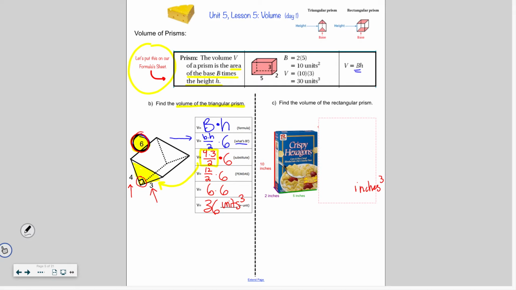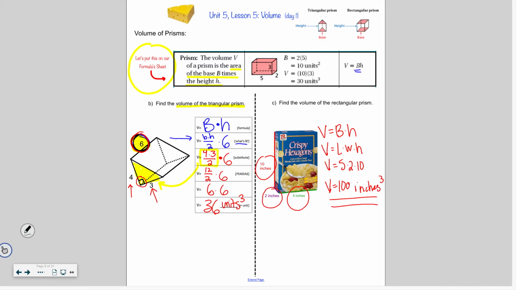All right, hopefully you're back from figuring out the volume of this cereal box. And it is basically 100 inches cubed. Okay, the area of the base is a rectangle, so 5 times 2 multiplied by the height, which is 10. Okay, that one's not super hard. Hopefully you got 100 inches cubed.